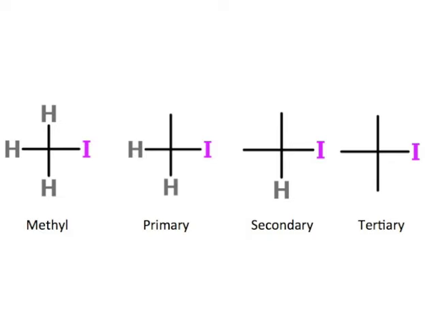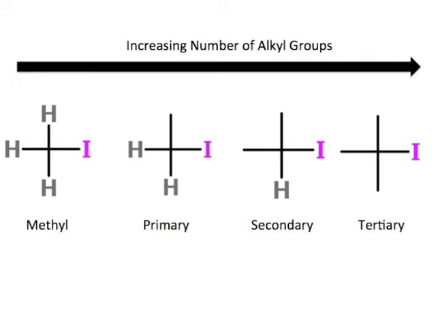Here are 4 similar structures, each with the same leaving group, arranged in order of increasing number of R groups. In this case, the R groups are all methyls, but they can be any alkyl group. The greater the number of alkyl groups, the more likely it is that the substrate will react in SN1 reactions. Thus, tertiary substrates are more reactive than secondary, which are more reactive than primary and methyl.